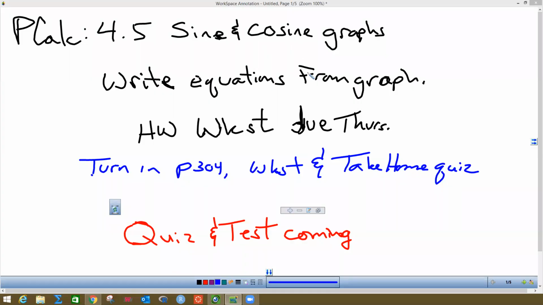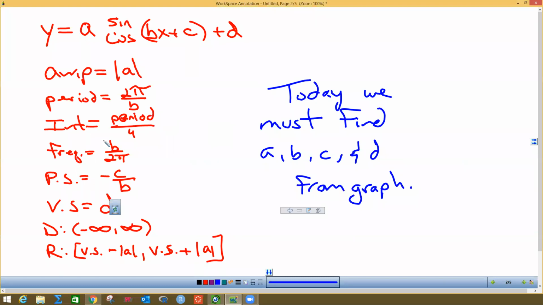Doing 4.5 again today. We're spending about 3 weeks on 4.5, sine and cosine graphs. We have to write the equation from the given graph, and you're going to write both sine and cosine graphs. We had these equations last week to find all the parts of the graphs. This week, we have to take these things over here and find A, B, C, and D to stick into the equation. And we're going to find both sine and cosine.